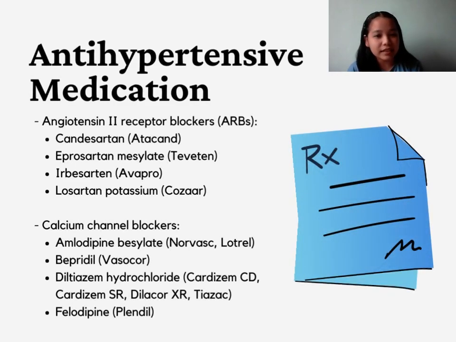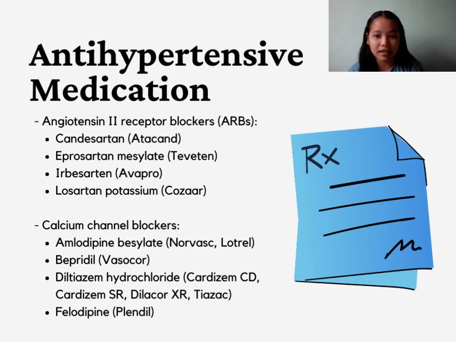Now we have the angiotensin II receptor blockers or ARBs. If earlier ACE inhibitors decrease the production of angiotensin, this one, angiotensin II receptor blockers, blocks angiotensin so it won't bind to any receptor. Thus, it will fail to constrict blood vessels. With that, blood vessels will stay open and blood pressure will not increase. Common ARBs include candesartan, eprosartan mesylate, irbesartan, and losartan potassium.